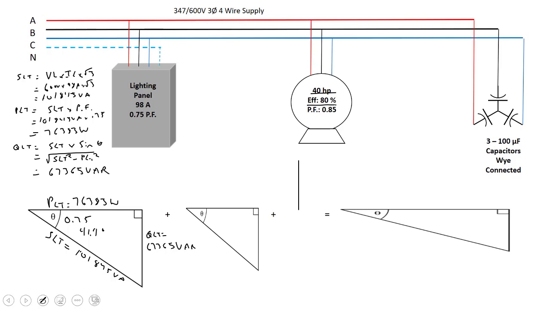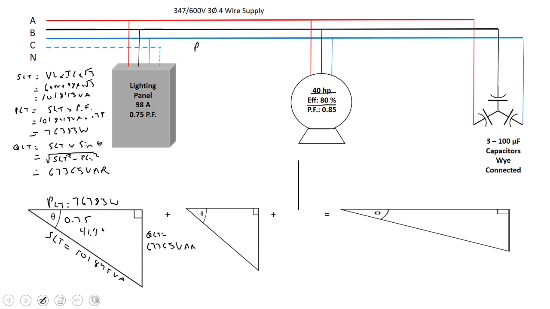Other times you might be given just the horsepower, the efficiency, and the power factor, and we have to figure it out from there, as in this example. So if you recall, for 40 horsepower, the conversion is 746 watts per horsepower. So I'm going to go ahead and calculate the power output in watts of our motor.